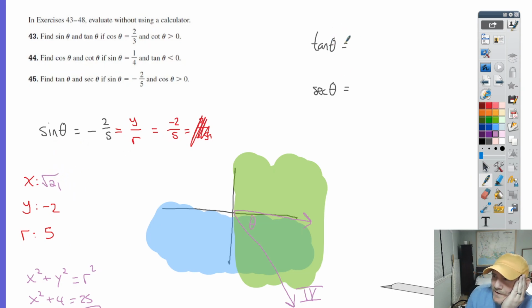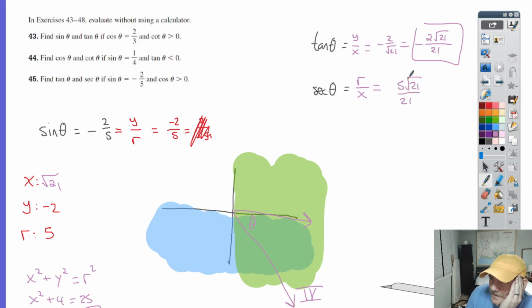Okay, we're done. We now know that tangent is y over x, so it's negative 2 over root 21, which if I rationalize my denominator will be negative 2 root 21 over 21. There's your tangent. Secant is the reciprocal of cosine, so it's r over x, which is 5 over root 21, which is 5 root 21 over 21. Okay, so those are the two they asked for. Again, just make sure that you could find all 6 if you needed to. That's 45.